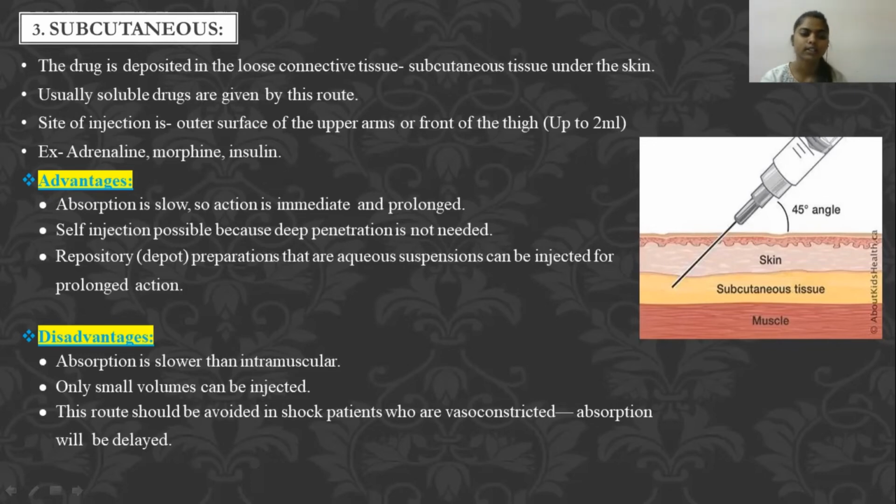The disadvantages are that absorption is slower than the intramuscular route, and only a small volume can be injected. This route should be avoided in shock patients who are vasoconstricted, which means absorption will be delayed because of that.